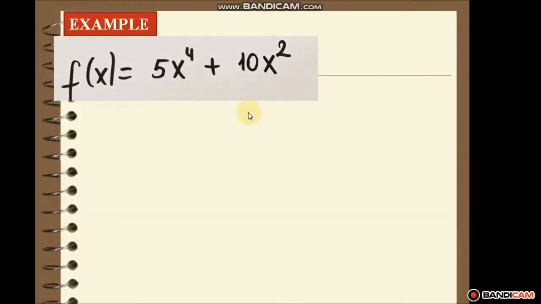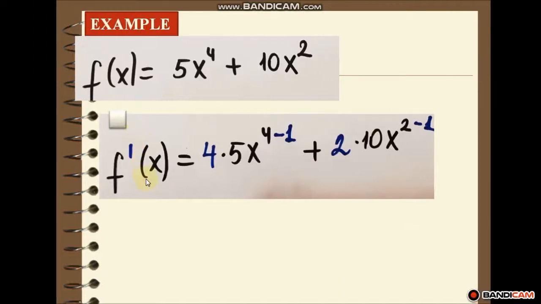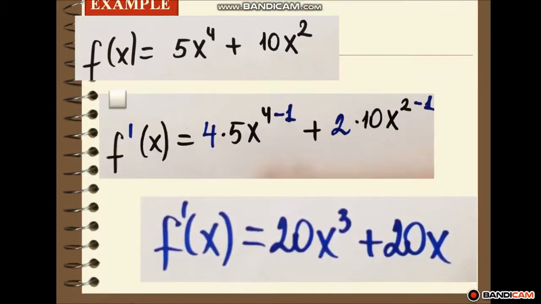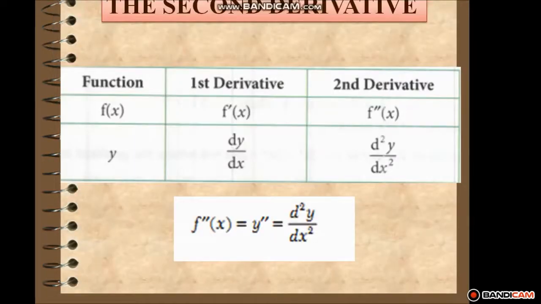Next example, f of x is equal to 5x to the power of 4 plus 10x squared. The first derivative, using the previous formula, we get 20x to the power of 3 plus 20x, and we have the second derivative.